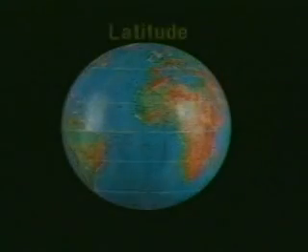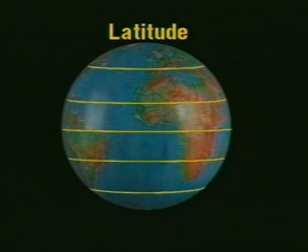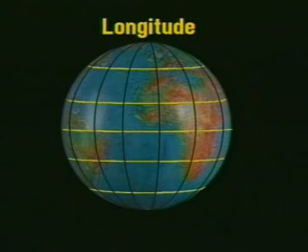The charts you'll be using for navigation represent the Earth's surface, and throughout your training and flying career, you will be required to locate and identify certain positions on the chart. You can do this by using lines of latitude, which are parallel to the Earth's equator, and lines of longitude, which run from the North Pole to the South Pole.